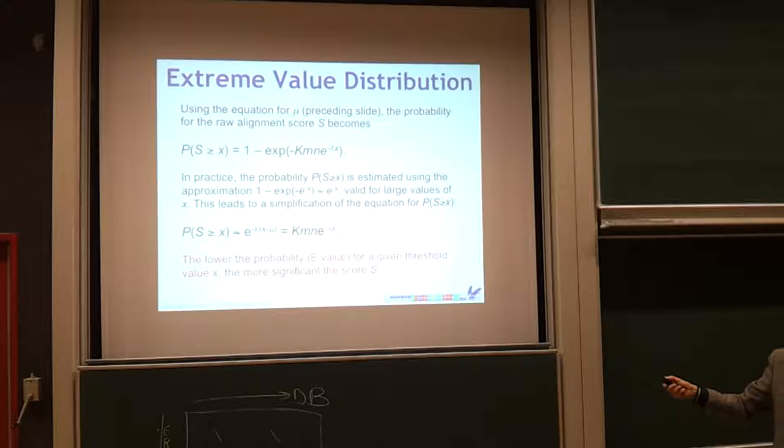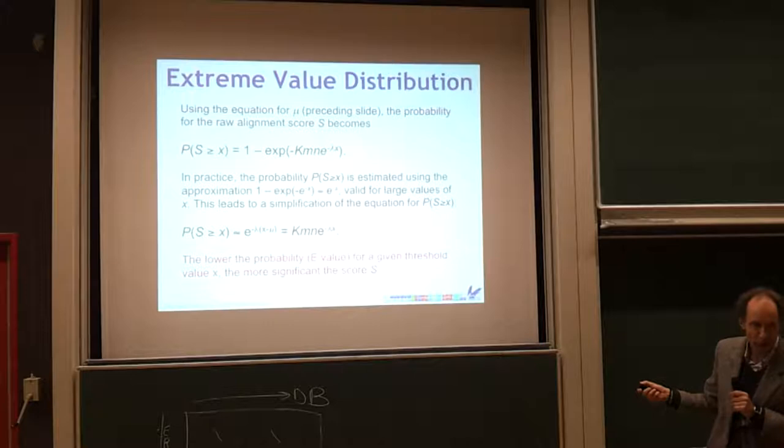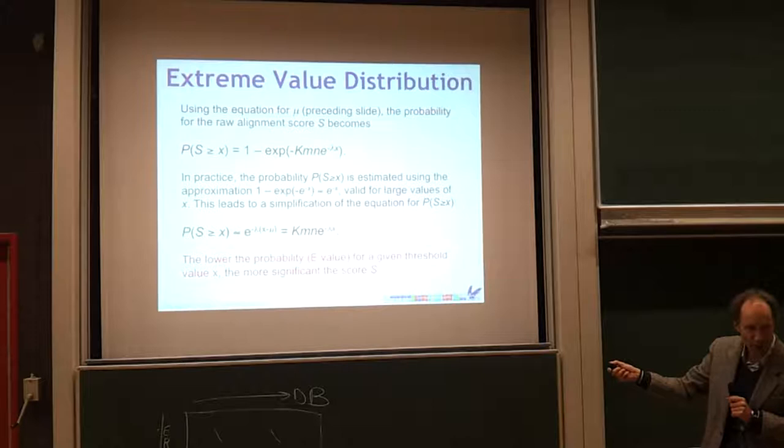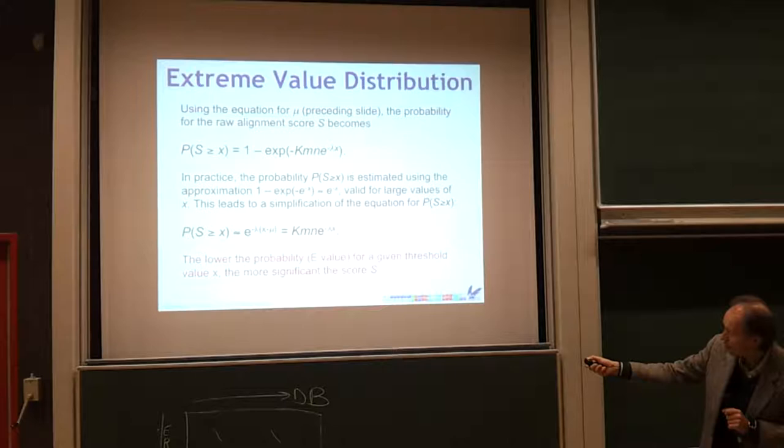This is too complicated to calculate, so they found a possible simplification. For large value x, you see that 1 minus e to the power minus e to the minus x is roughly the same as e to the minus x. That's convenient, because this nasty e to the power e business is gone. So BLAST said, thank you, we use this. Instead of the function with the double e, it now is this, according to the simplification, so this is what it is as a distribution.